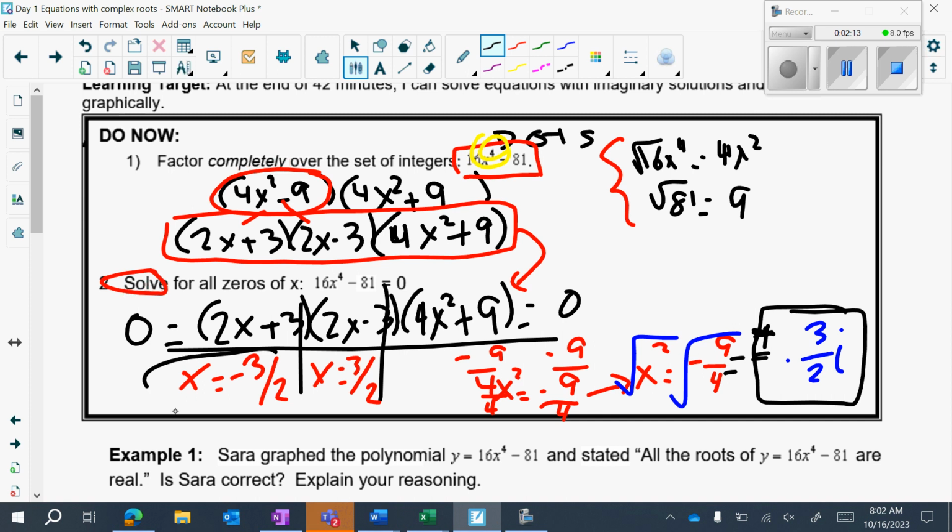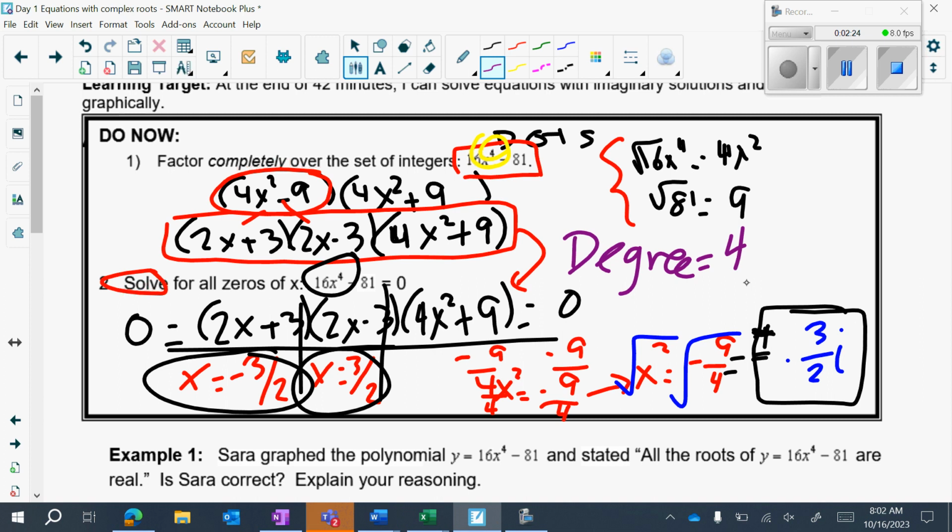So our final answer should have 4 total solutions because there's a 4 in the exponent, and that's called the degree. The degree of the polynomial equals 4 because that's the highest exponent. So this indicates that there will be 4 total roots. There are 2 real and 2 imaginary roots, so 4 total roots. Now, if you forget that plus minus, you're only going to have 3 roots, and that's not going to be appropriate because you should have 4 according to the degree.